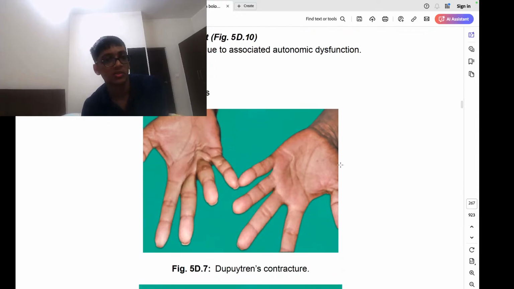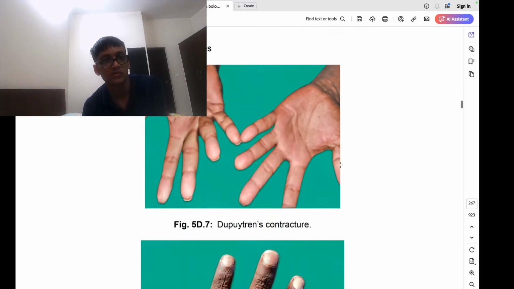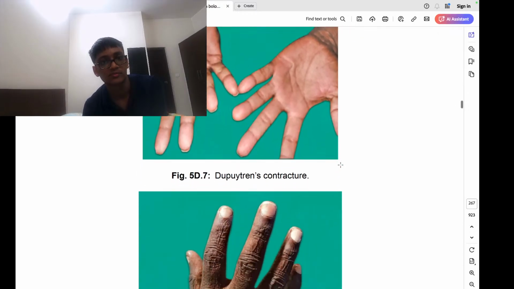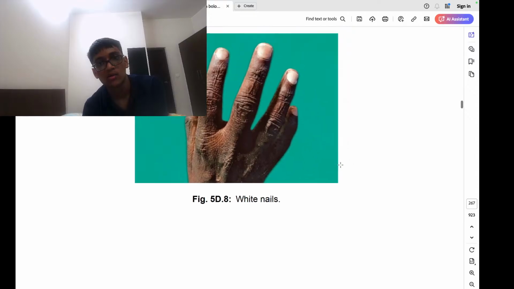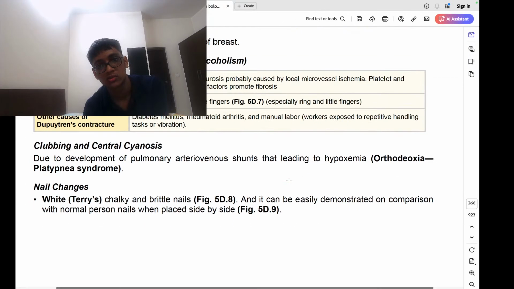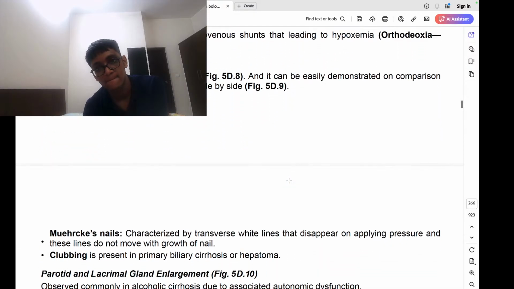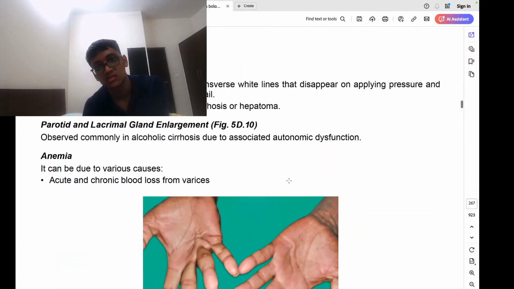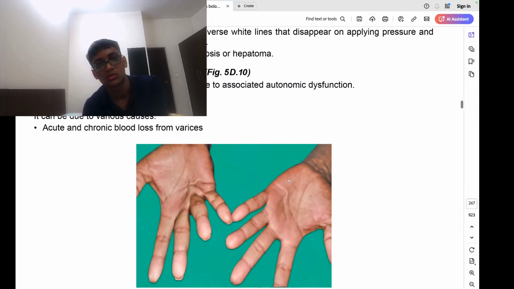Then anemia. It can be due to various causes, acute and chronic blood loss from the varices. White nails again, white and chalky nails. Transverse white lines that disappear on applying pressure, and do not grow with growth of the nail.